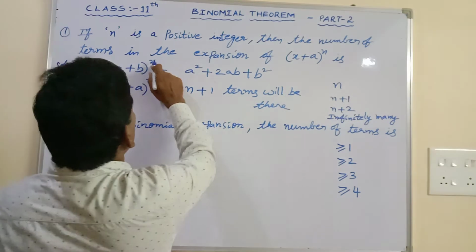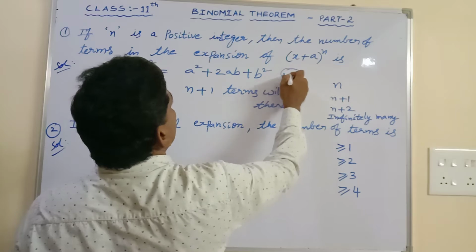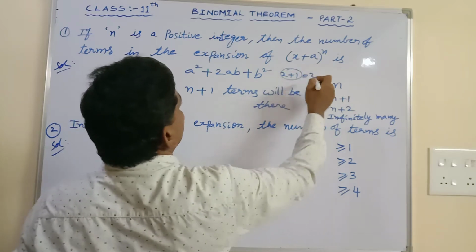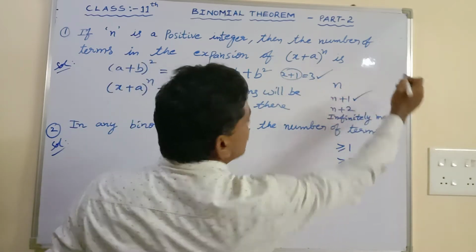Okay, here 2 is there now. So 2 plus 1 equal to 3 terms are there, right? So answer is n plus 1.